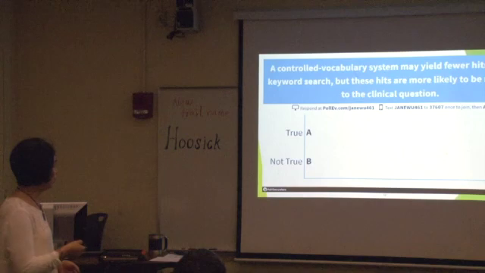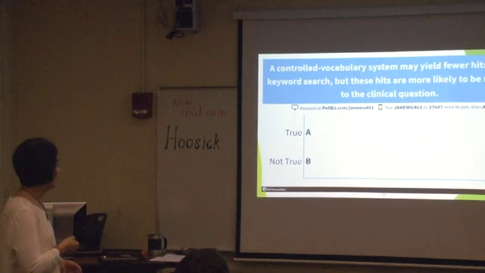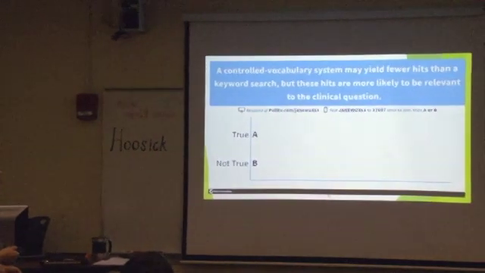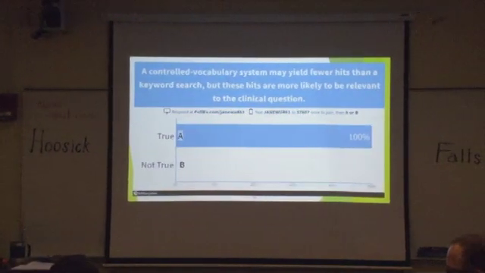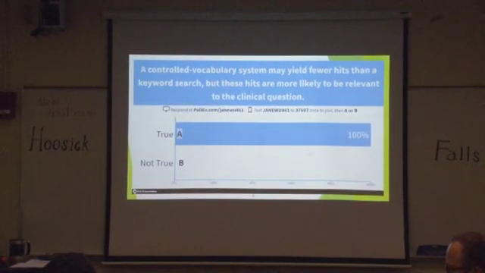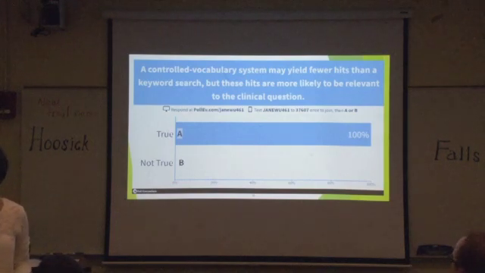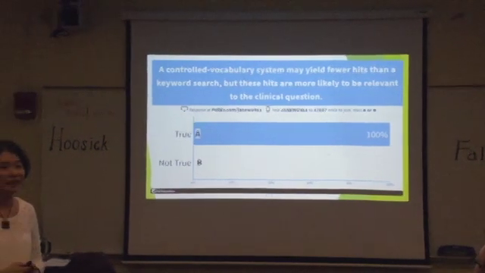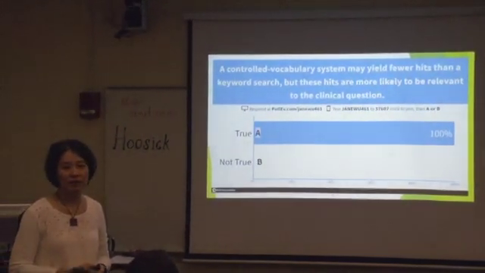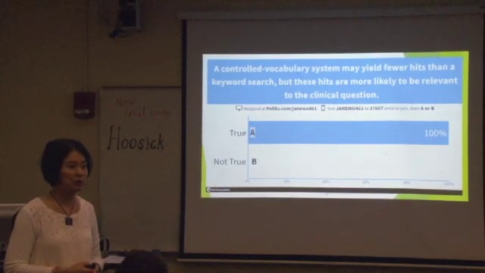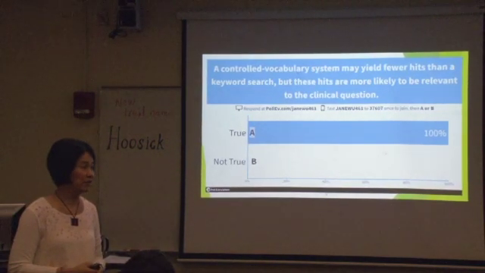Okay, so is this true or false? A controlled vocabulary set may yield fewer results than keyword search, but those hits are more likely to be relevant to the clinical question. Okay, you all get it. But then let me ask you a further question. Then, is the controlled vocabulary search the best search, comparing with the other search? If you do controlled vocabulary search, is that considered the best search?